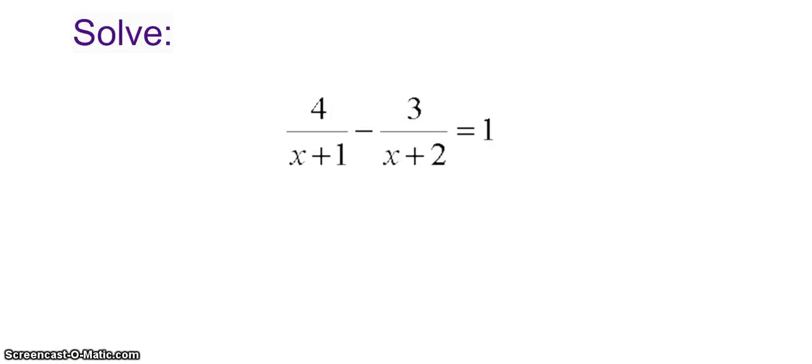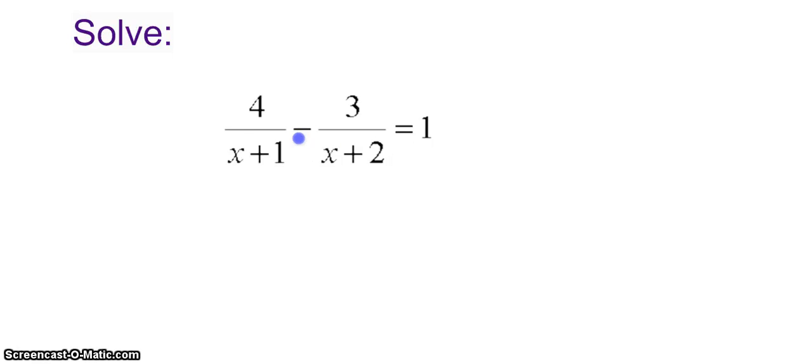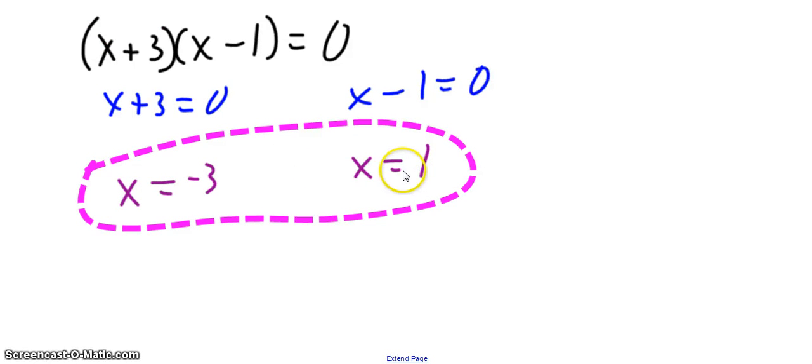Okay, next one. A little easier. Rational equation. Pause the video, solve this, unpause when you're ready to check your work. Alright, so here we should get x equals -3 and x equals +1. How do we get that?